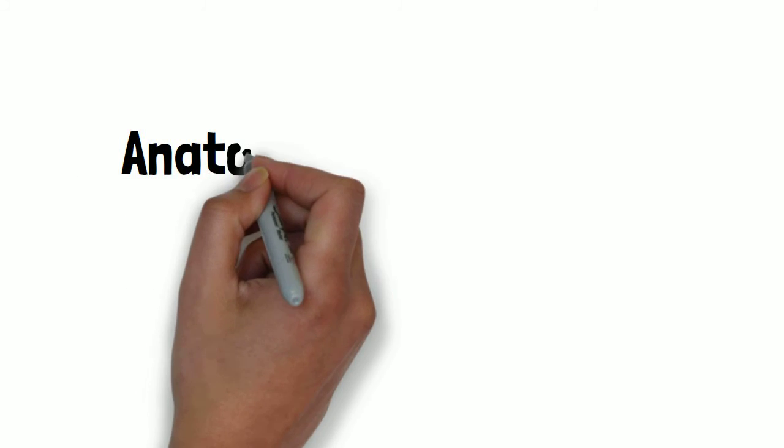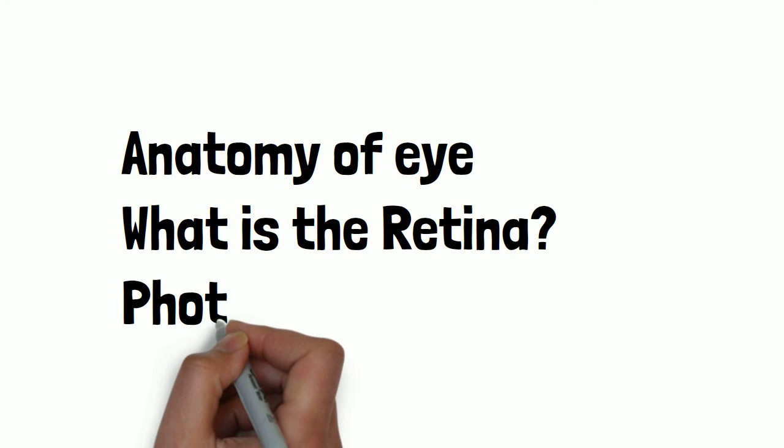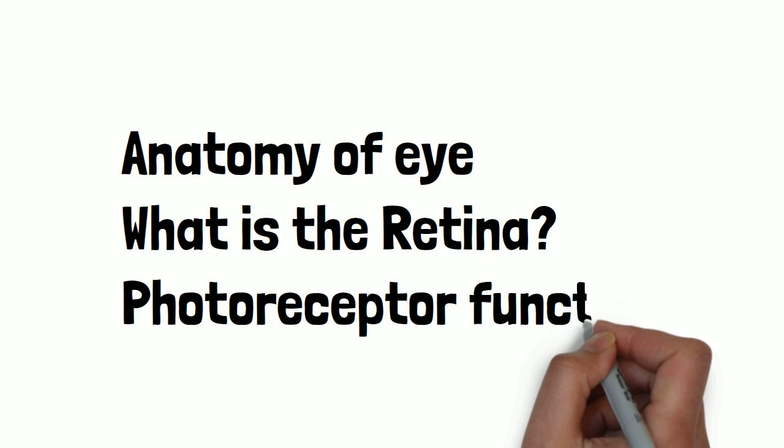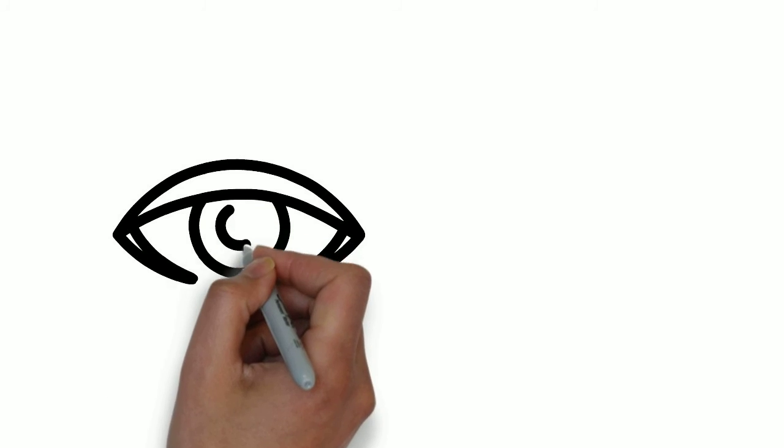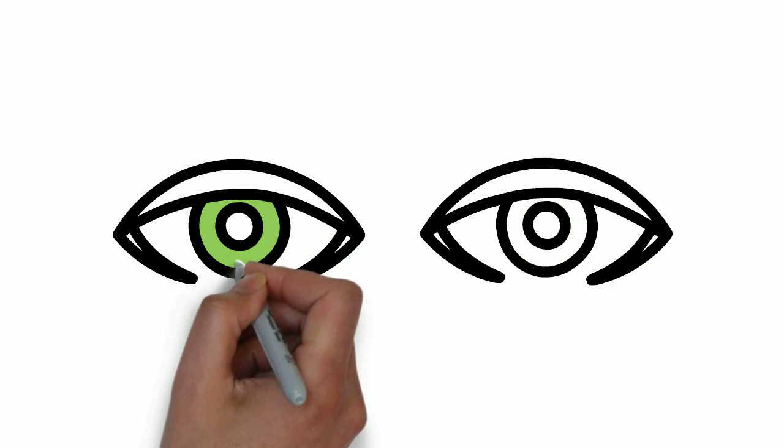A quick summary of what we learned today was a brief overview of the anatomy of the eye, what the retina is, and what photoreceptors are and how they function. It is important to know the anatomy and how the eye works, as it is what gives us the ability to see. There is still a lot to learn about the visual system and how the light we see gets converted into an image in our brain.